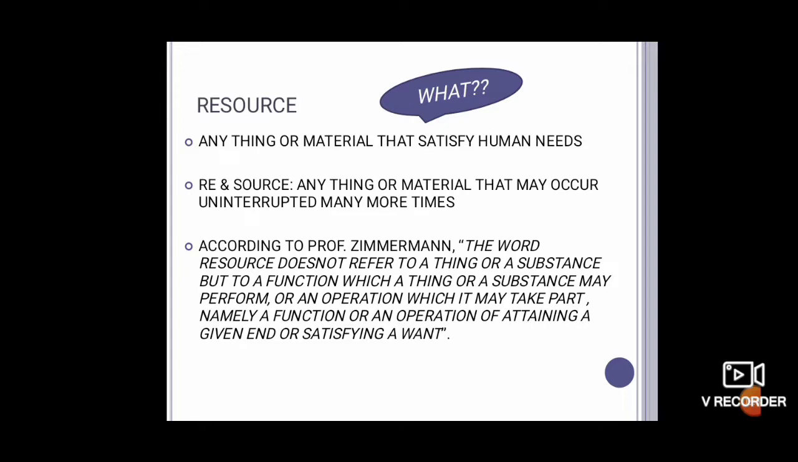So it is now easy for us to understand. We cannot consider any material or thing as a resource. If we have to consider it, it should have a function or some performance or operation, and that operation or function should satisfy our want. I feel now it will be easy to understand the definition of Professor Zimmermann. The word resource does not refer to a thing or a substance. It refers to the function that a substance takes part in, and that function should attain a given end, or it should satisfy our want.